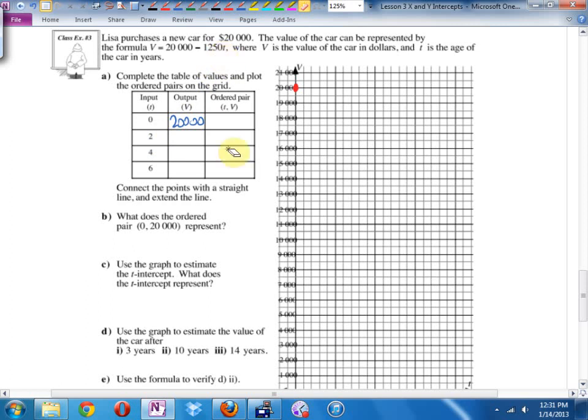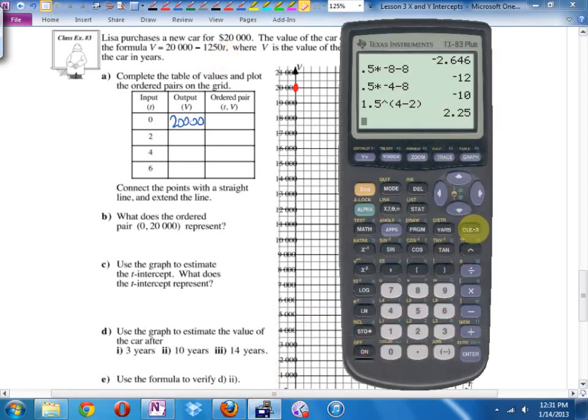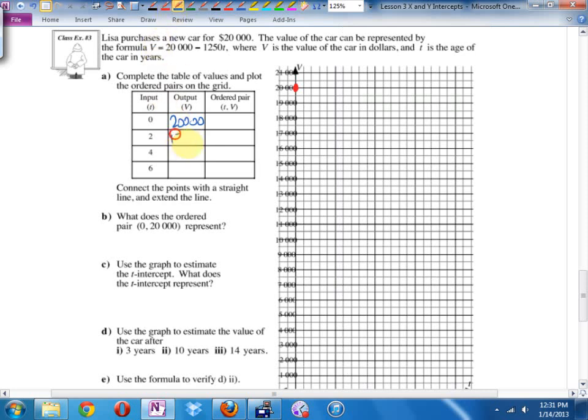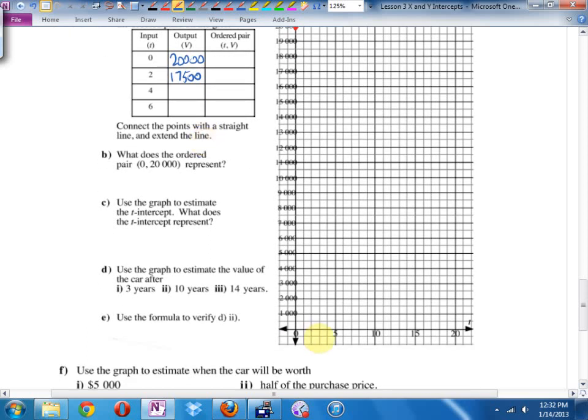Sticking in a 2 here. I'm going to go to my calculator for this one. It's going to be 20,000 take away 1,250 times 2. That's 17,500. So on year 2, it's worth 17,500, halfway between 17,000 and 18,000. I think that's a point on this graph. Halfway between 17 and 18,000, 2 squares over.